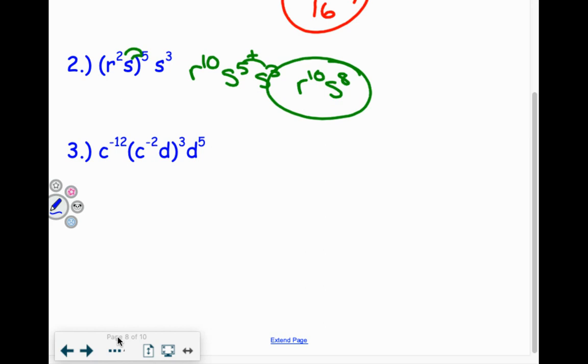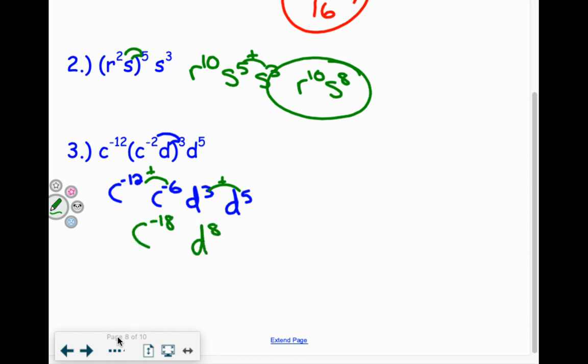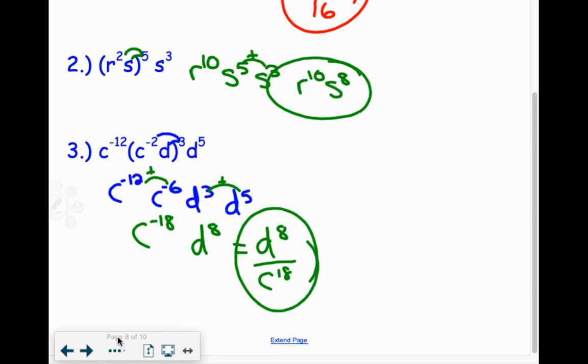And last one down here. I'm just going to rewrite that. Combine these. We add them if we're multiplying them. So this is c to the negative 18, d to the positive 8. This one's going to stay, but that c is coming down here. So hopefully we can check our answers there.